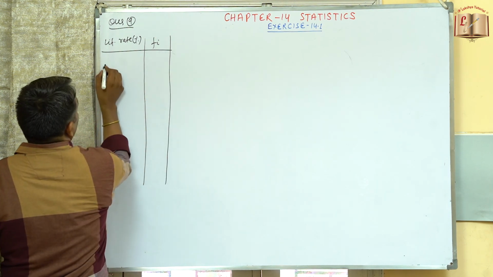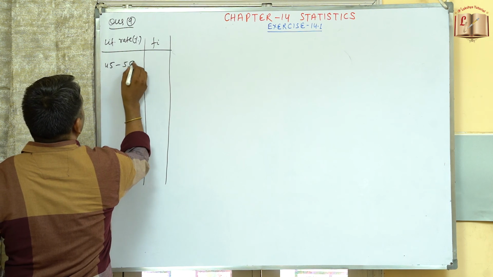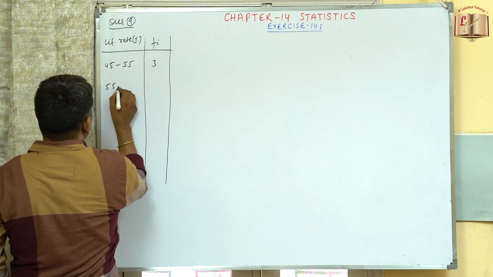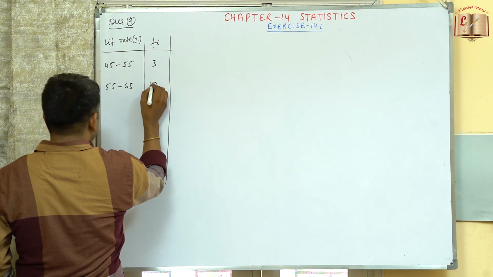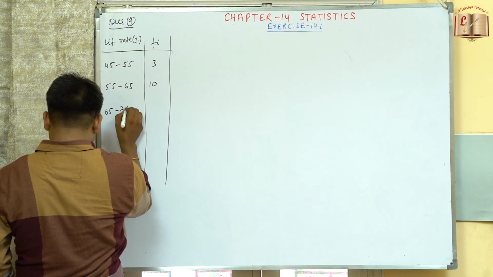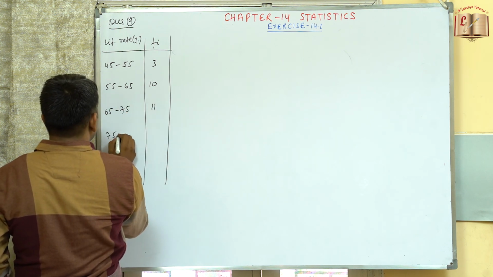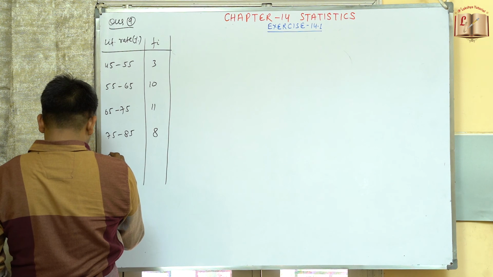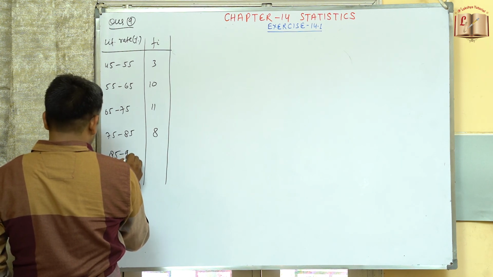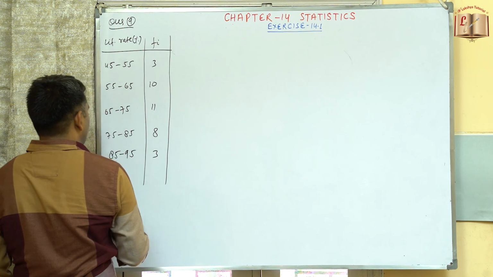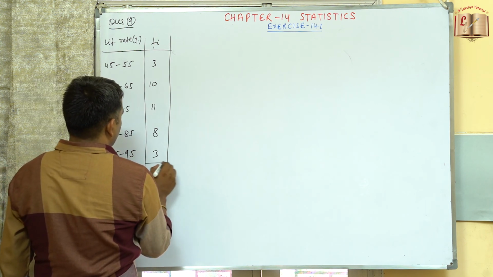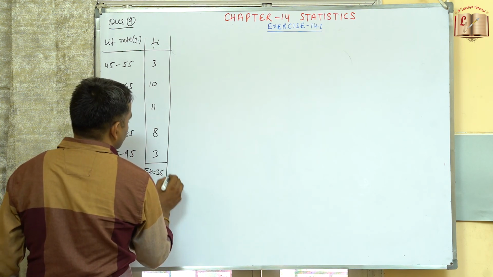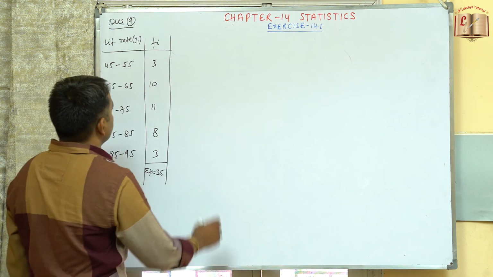So literacy rate from 45 to 55% is 3. Then next is 55 to 65, this is 10. Then 65 to 75, this is 11. Then 75 to 85 is 8. And the last one, 85 to 95, is 3. So we got this, and sigma fi is already given. So for 35 cities, this is the literacy rate.